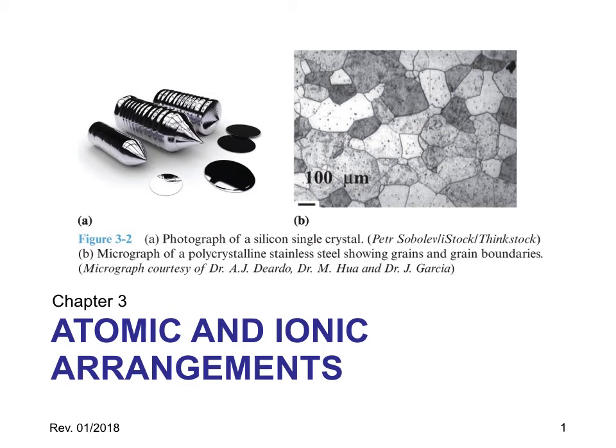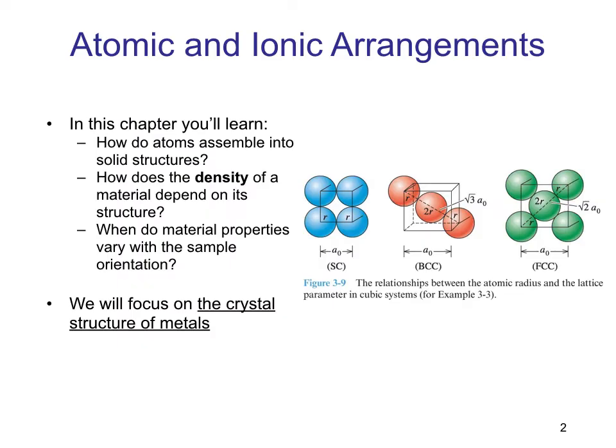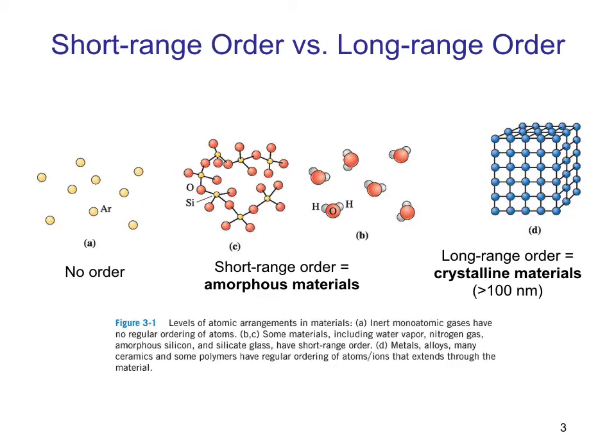Welcome to Chapter 3. We will continue to study how atoms arrange themselves in solids and what material properties are affected by this. In this chapter, you will learn how atoms assemble into different structures and how this influences the microstructure and properties of materials. The focus will be on metallic crystal structures.